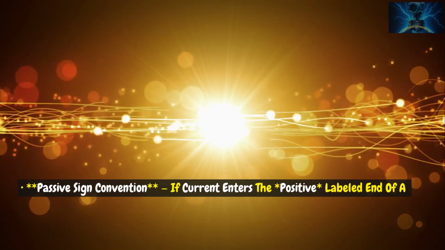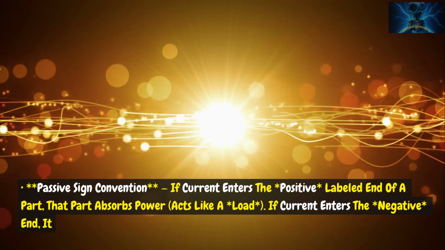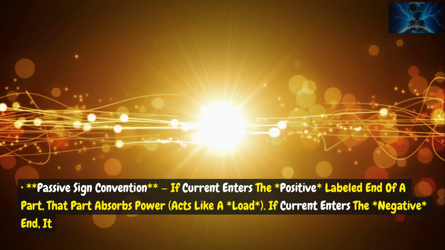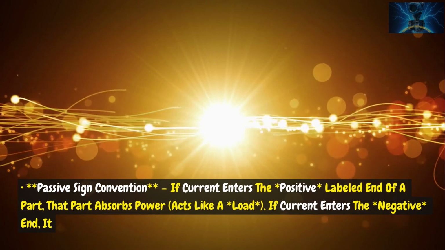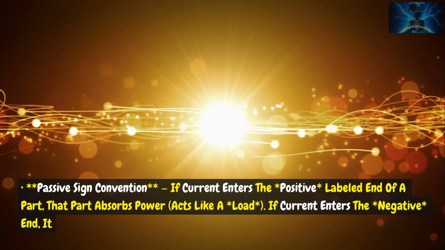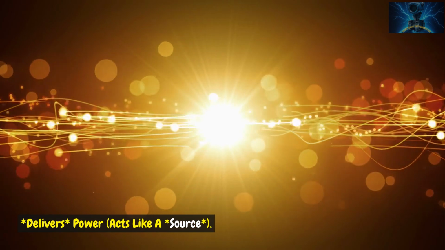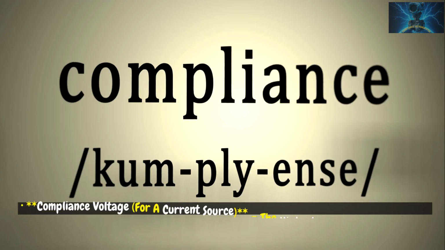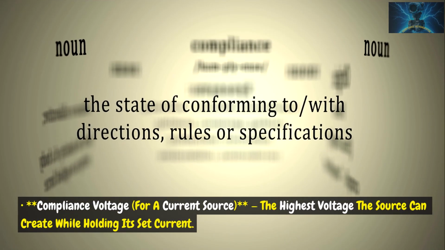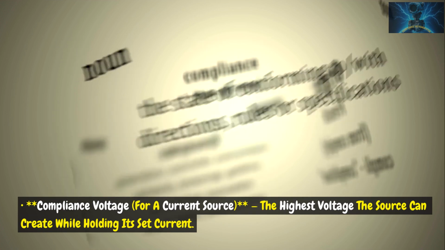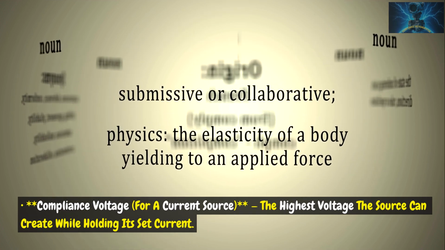Passive sign convention: if current enters the positive labeled end of a part, that part absorbs power and acts like a load. If current enters the negative end, it delivers power and acts like a source. Compliance voltage for a current source: the highest voltage the source can create while holding its set current.